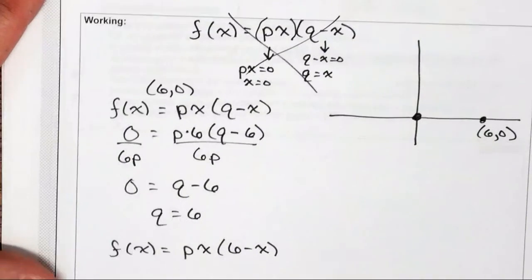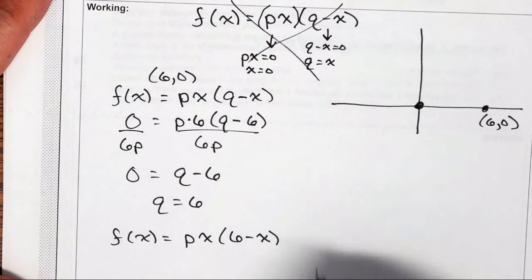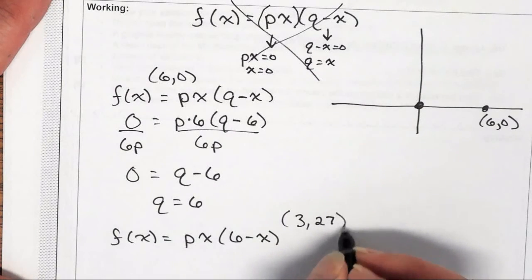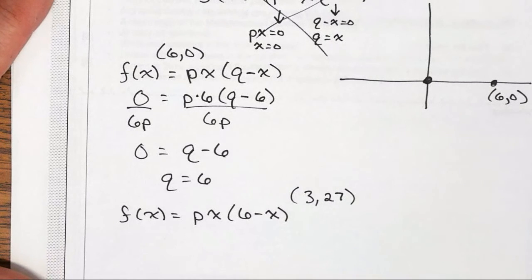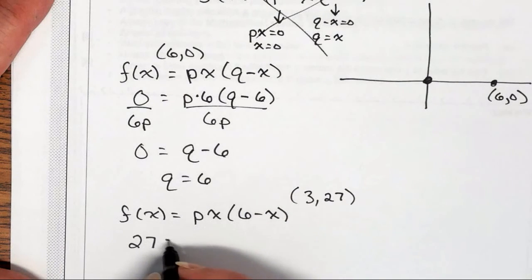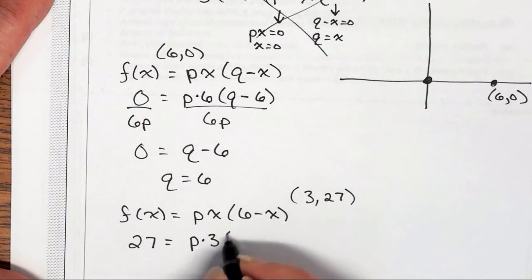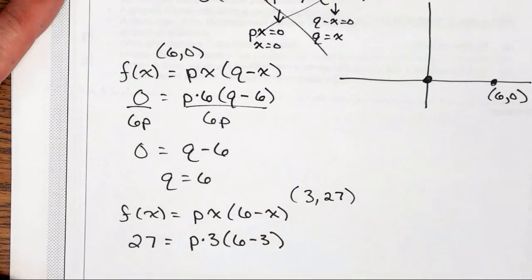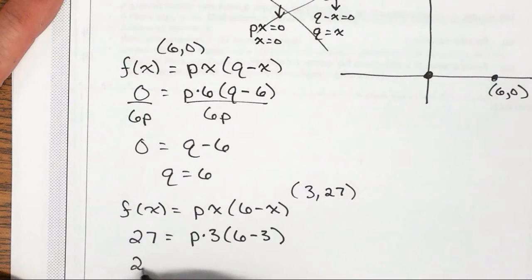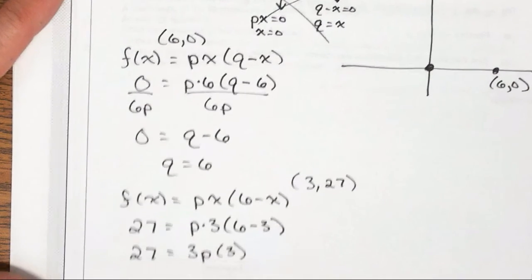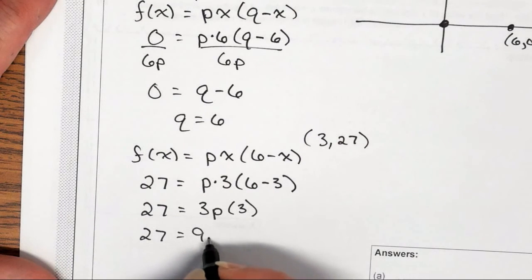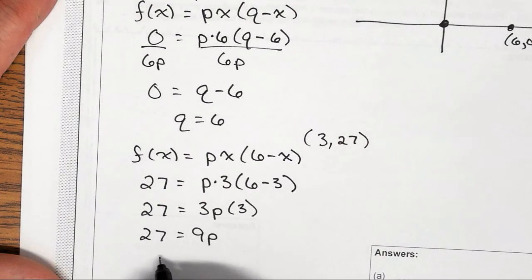They give us another point. They say the vertex is at (3, 27). Could I put that point in? 27 is the y value. I'm going to plug in 3 for all the x's. That's 3p. 6 minus 3 is 3. 27 equals 9p. What is p? Three.